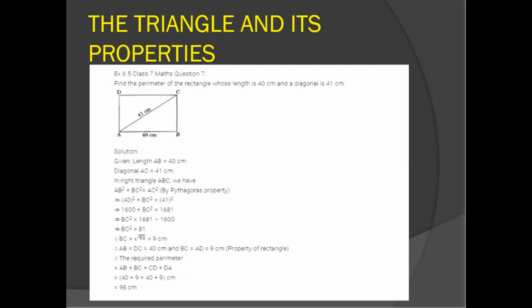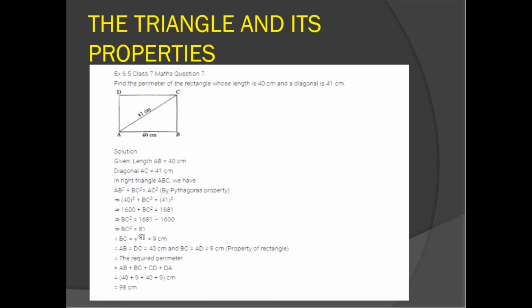Moving to question number 7: find the perimeter of a rectangle whose length is 40 centimeter and diagonal is 41 centimeter. The length is 40, diagonal is 41. In right angle triangle ABC, AB square plus BC square is equal to AC square. In this, 40 square plus BC square is equal to 41 square.